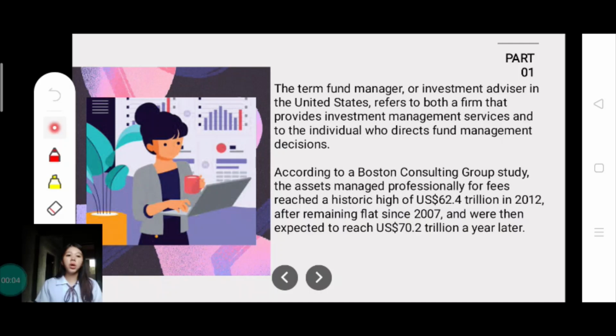The term fund manager or investment advisor in the United States refers both to a firm that provides investment management services and to the individual who directs fund management decisions. According to a Boston Consulting Group study, the assets managed professionally for fees reached a historic high of 62.4 trillion US dollars in 2012 after remaining flat since 2007, and were then expected to reach 70.2 trillion US dollars a year later.